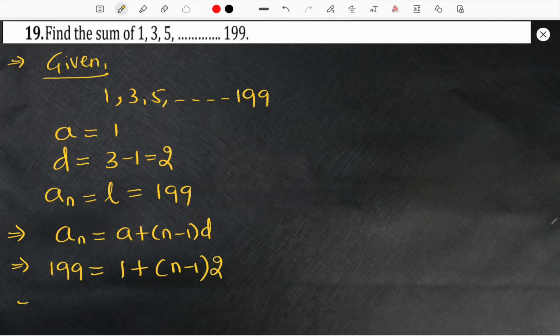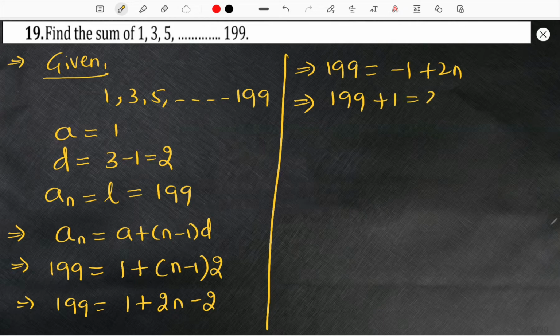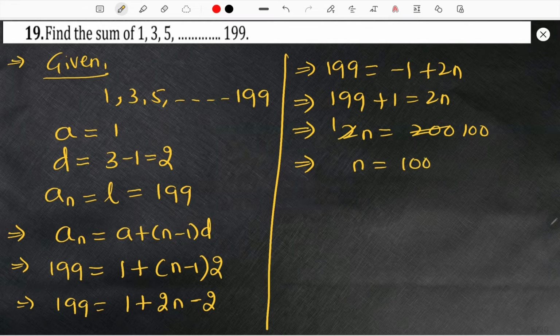Look at this d. Then afterwards we'll have 199 is equal to 1 plus n into 2 is 2n, then minus 1 into 2 is minus 2. Alright, so 199 is equal to 1 minus 2 is minus 1, then plus 2n. So 199, and let us bring this minus 1 to this side, it becomes plus 1, that is equal to 2n, and definitely we can write 2n is equal to 200. 2 ones are 2 and 2 hundreds are 200, and the value of n is going to be 100.